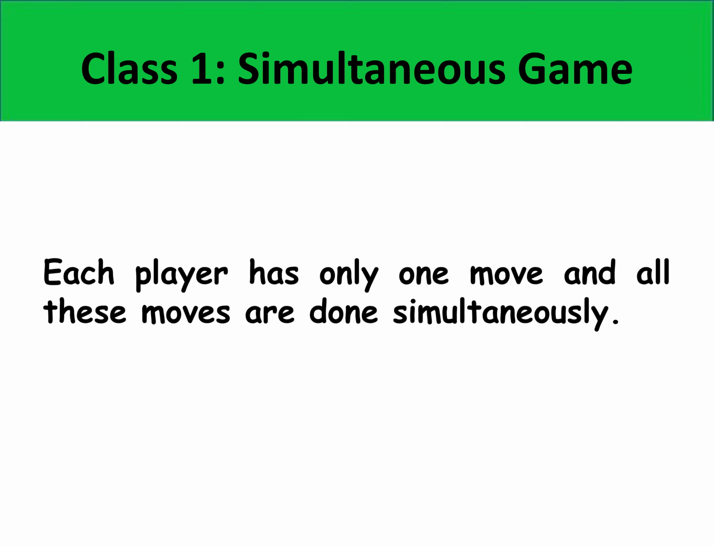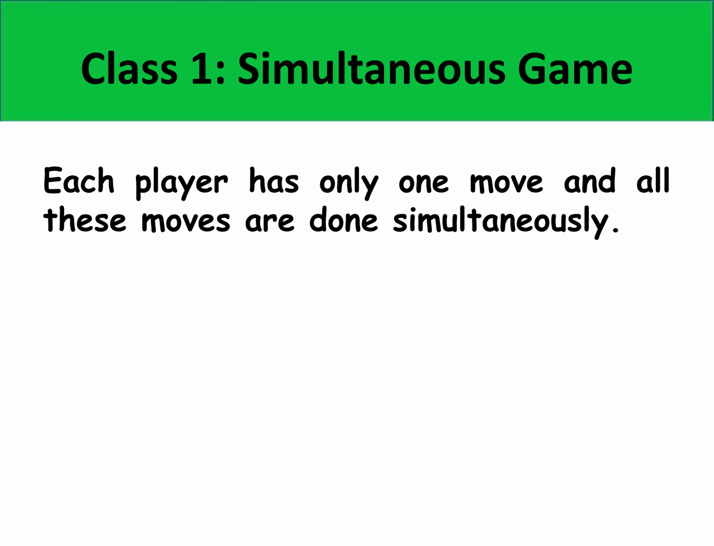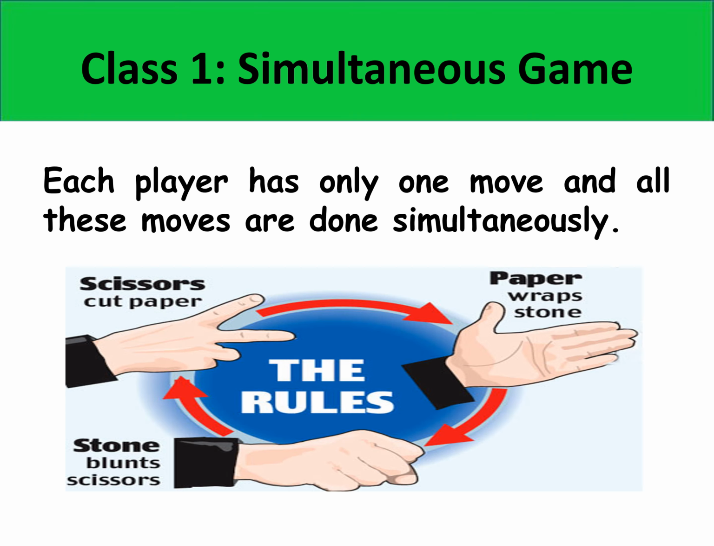Now let us differentiate a simultaneous game from a sequential game. A simultaneous game is a game in which each player has only one move and all these moves are done simultaneously. An example of this is the rock, paper, or scissors game, commonly known as bato-bato pick in the Philippines. In here, each player has to show their strategies at the same time.